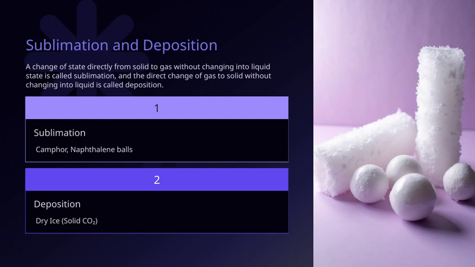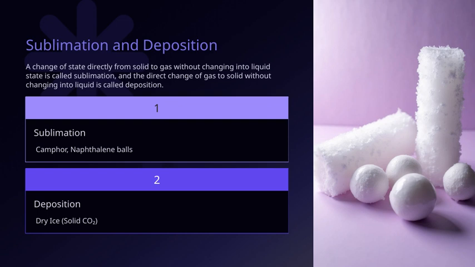On the other hand, deposition is the reverse process. It's when a gas turns directly into a solid without passing through the liquid stage. A common example of this is dry ice or solid carbon dioxide. When dry ice is exposed to warmer temperatures, it turns directly into carbon dioxide gas, skipping the liquid phase completely.